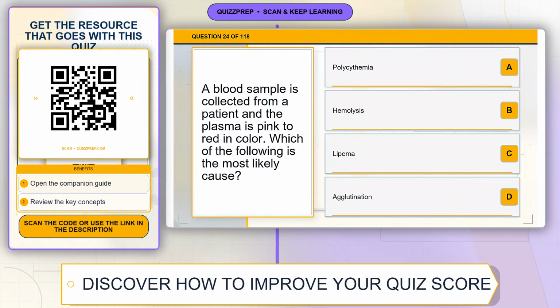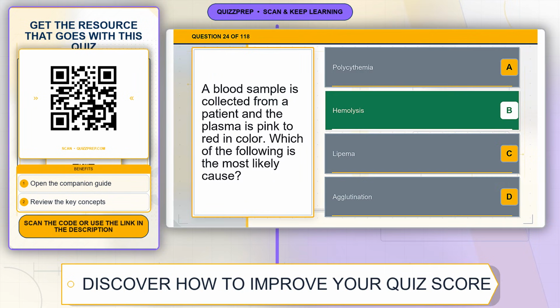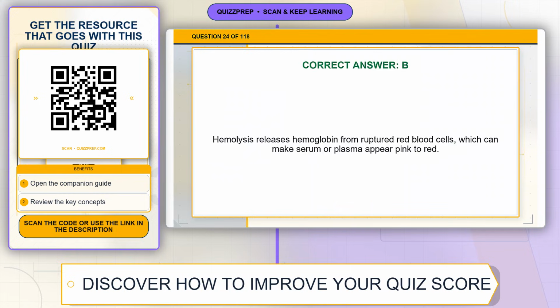Option A, polycythemia. Option B, hemolysis. Option C, lipemia. Option D, agglutination. The correct answer is option B, hemolysis. Explanation. Hemolysis releases hemoglobin from ruptured red blood cells, which can make serum or plasma appear pink to red.